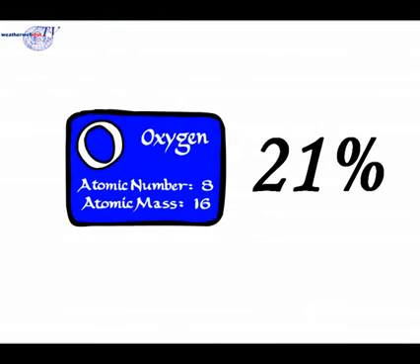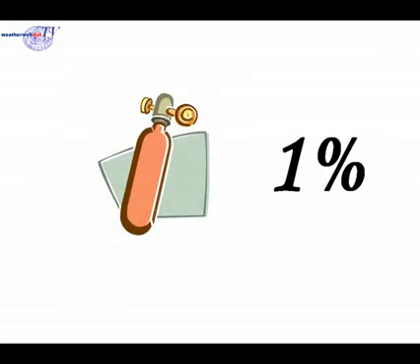Next is oxygen. That accounts for 21% of the total volume of gas in the atmosphere. Other gases make up the remaining 1% of the atmosphere. These gases include argon, neon, helium, methane, krypton, hydrogen, and probably most famously of all, carbon dioxide, or CO2.